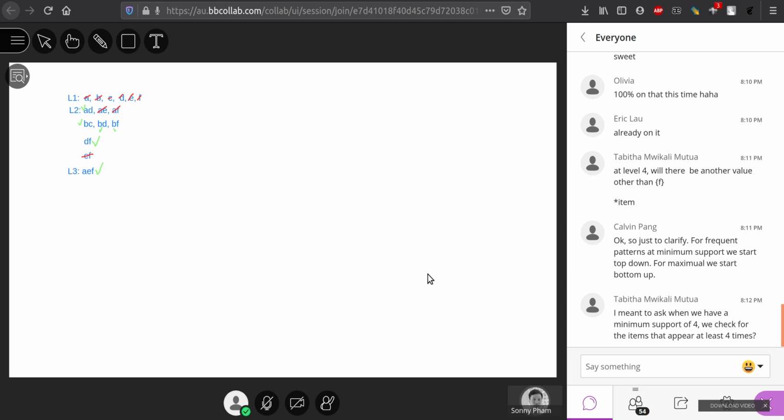Oh yeah, so minimum support of 4 means the items or the set of items need to appear at least 4 times. So including 4. So it could be 4 or 5 or 6.